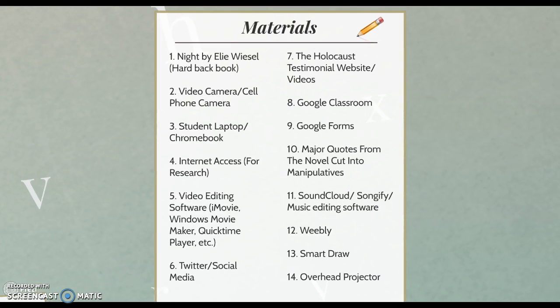The materials used within this unit are the book Night by Elie Wiesel, a video camera or cell phone camera, a student laptop or Chromebook, internet access for research purposes, video editing software such as iMovie, Windows Movie Maker, QuickTime Player, etc., Twitter or social media access, the Holocaust testimonial website and videos, which can be located through the National Holocaust Museum, Google Classroom, Google Forms, major quotes from the novel cut into manipulatives, SoundCloud, Songify, music editing software, access to Weebly, access to SmartDraw, and an overhead projector.